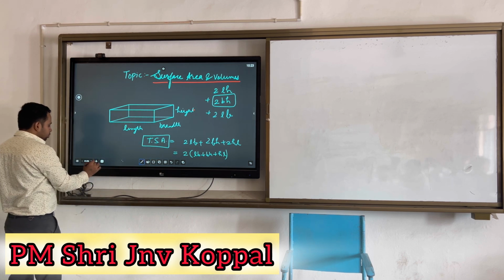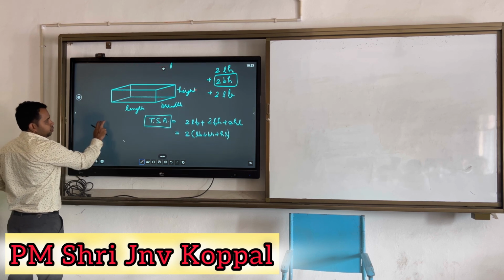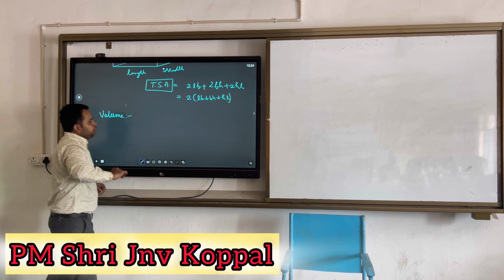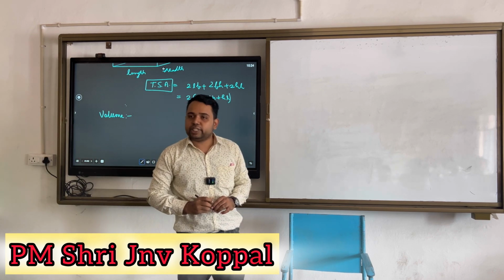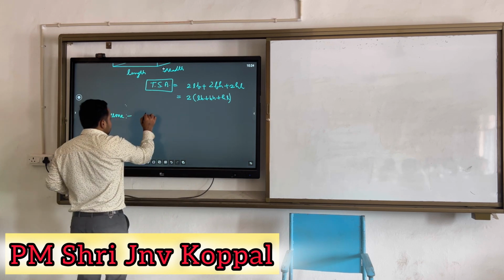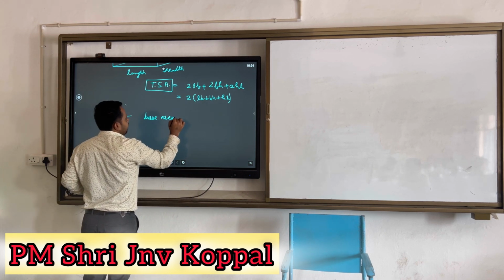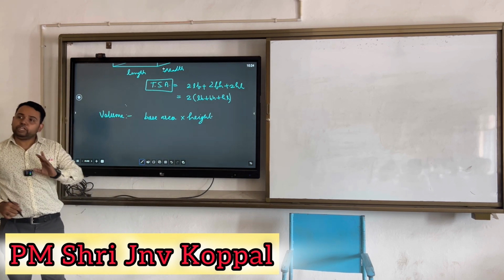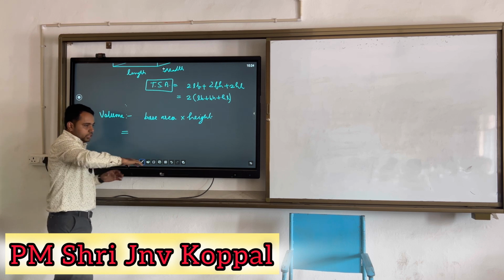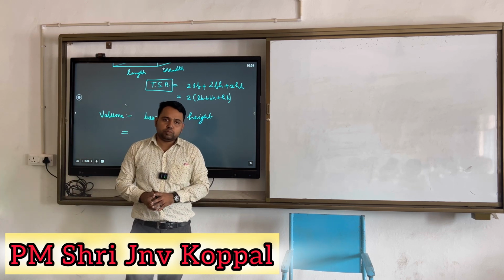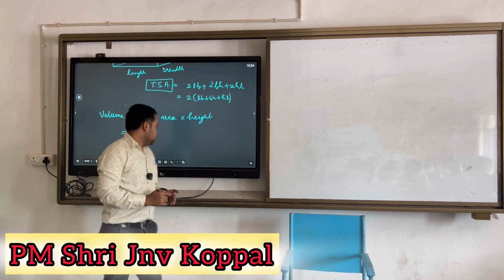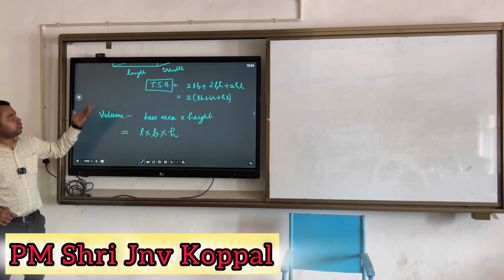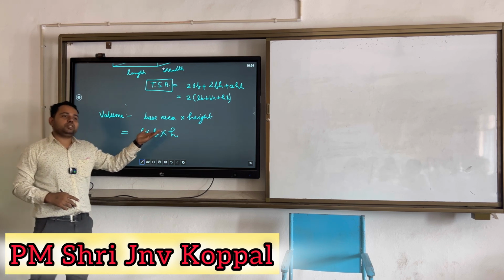Same thing if you want to discuss the volume. What is the volume? If the upper part and base part of an object are the same, then we can use this formula. What? Base area into height. Base area into height, for any cuboid, for any object. So what is the base area? This room is a cuboid. What is the base of this room? Length into breadth. So length into breadth and height is h. So the volume of a cuboid is what? L into B into H.